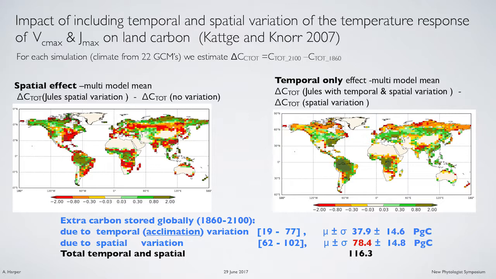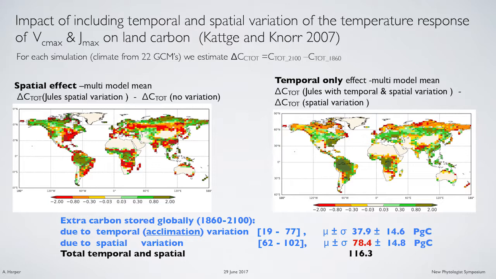So this was included in Jules by Lena Mercado, and she did simulations of Jules with 22 different GCMs. So the climate from these 22 GCMs was used to run the model, and then she calculated the change in carbon by 2100, based on the carbon in vegetation and soils at 2100 minus the carbon that was present at 1860 when the model simulation began.